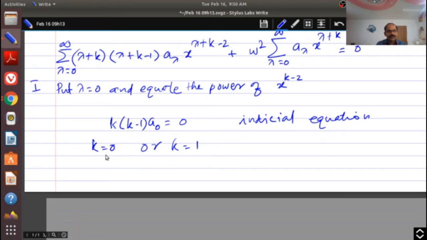Normally k equal to 0 and k equal to 1. K equal to 0 will give you one solution, k equal to 1 will give you the second solution. There are certain conditions. We will see why and how this works or fails. So this is the solution for k equal to 0.